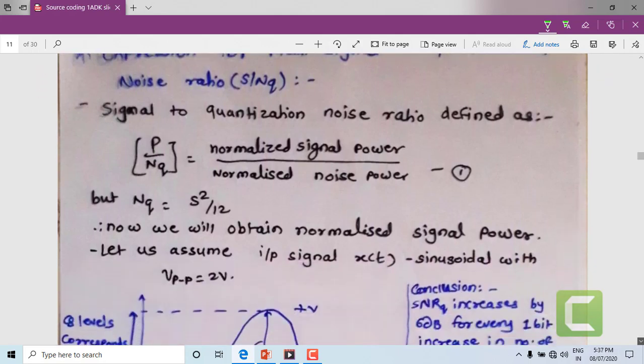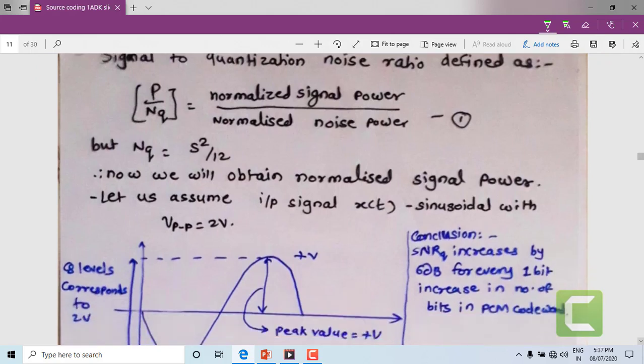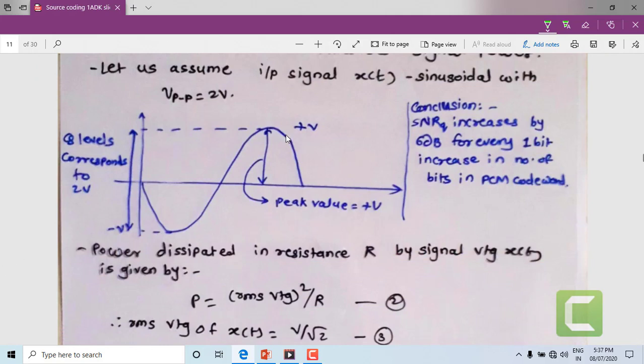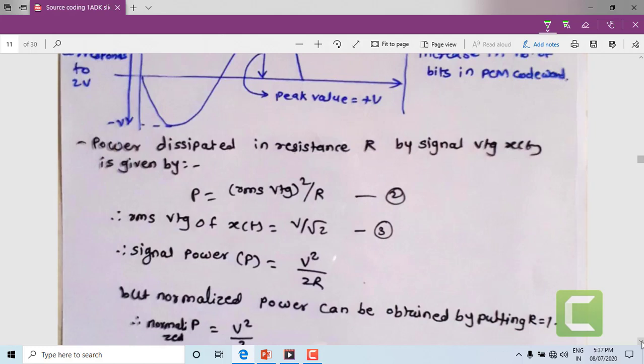Now let's go towards getting the normalized signal power, and to obtain that again we are starting with the signal excursion, which is between minus V to plus V for this continuously changing analog variable. Now the power dissipated in resistance R by the signal voltage V will be given as RMS voltage square divided by R, and we know that RMS voltage for any continuous time domain signal will be given as amplitude divided by root 2, and its amplitude for the signal is plus V, so it will be V divided by root 2.